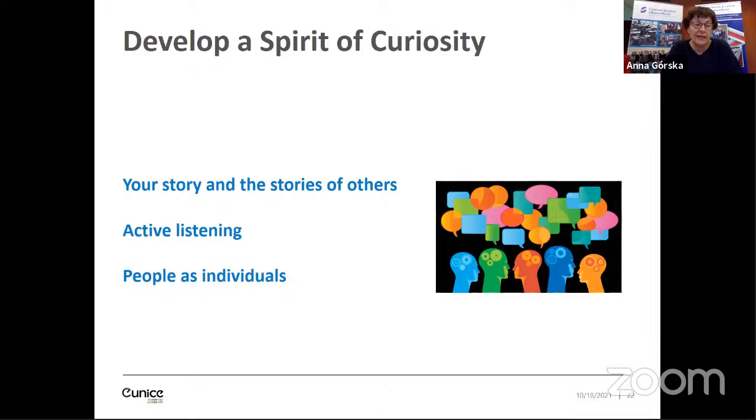Sometimes people mix this active listening with the obligation to agree with the other person. You may listen actively, you may ask questions, you may ask for clarification, you may take notes, simply to understand the other person, but you don't have to agree with this person. And what is also important in the whole process, let's try to treat people as individuals.